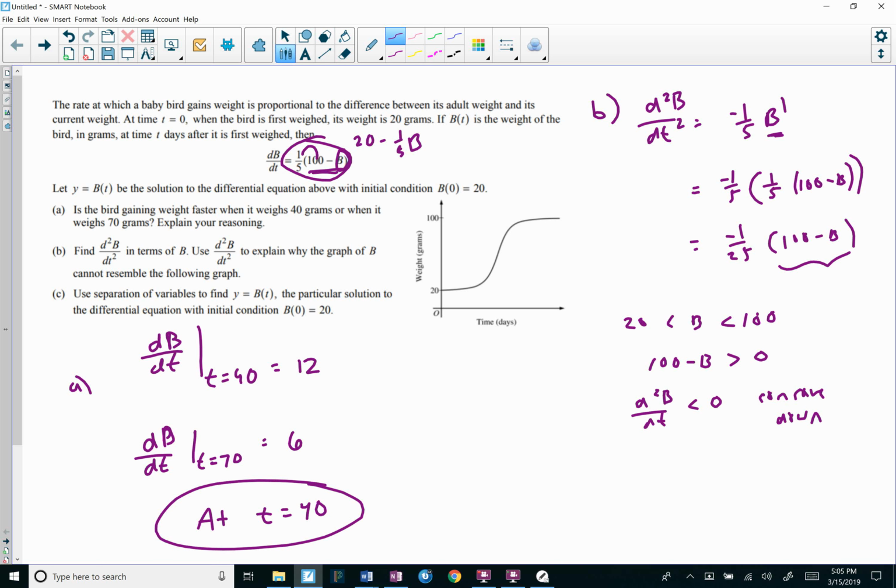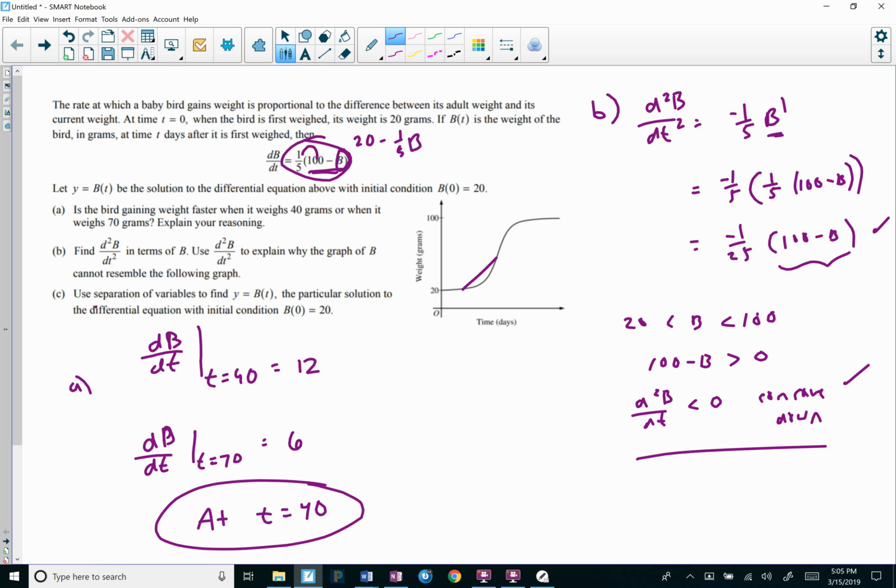So looking at that graph, that is not always concave down. Right there, it's concave up. So that's why it cannot be that graph. And that's plenty of work. I'm showing that it's got to be concave down, so it can't be that graph. And that's only worth 2 points, which I think should have been a little more, but 1 point for that, 1 point for that.